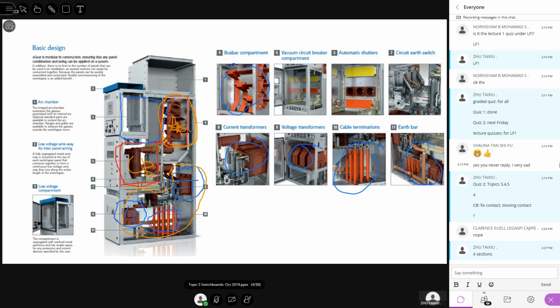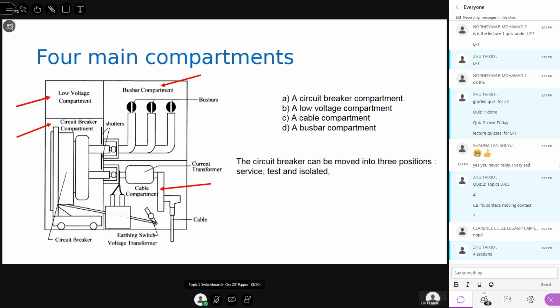You see, when you take out the circuit breaker, these are the connecting points for the circuit breaker. Now circuit breaker has shutters, a mechanical device to protect the assembly. You see this one is the shutters. That means when you withdraw your circuit breaker, these shutters will close automatically, slide down actually, to close the fixed connecting points.